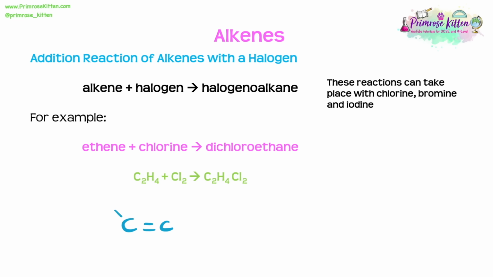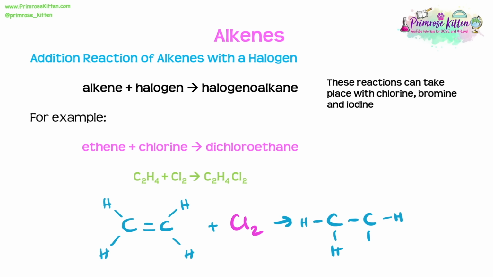Let's start off by drawing out the structure of ethene, which is a C double bond C, and then we want to add on Cl2. Now we know that to do this, we're going to break open that double bond, leaving us with a C single C bond, and attaching to each of those 2 carbons a Cl coming from that chlorine molecule.